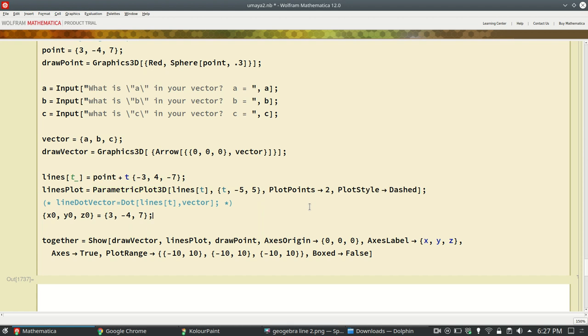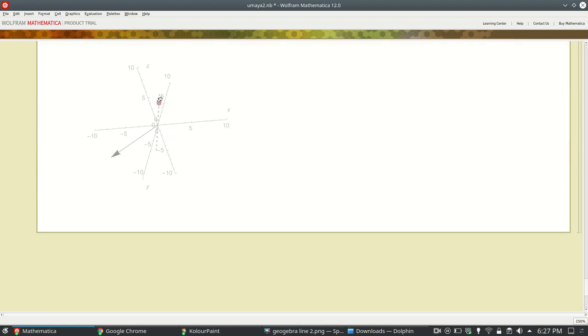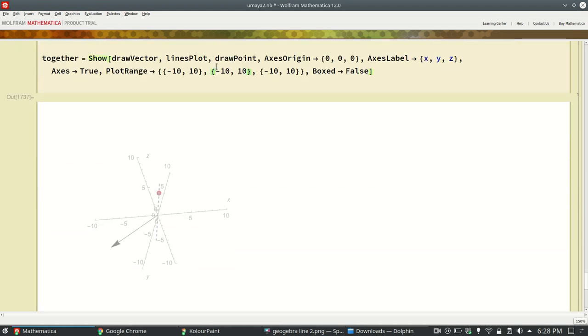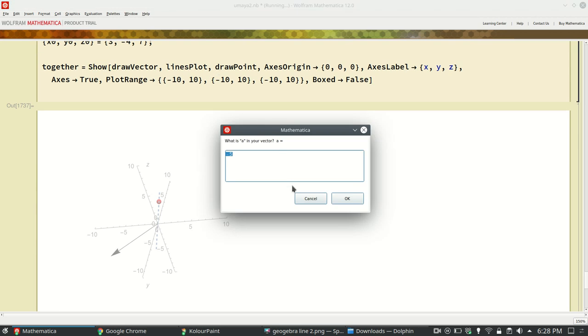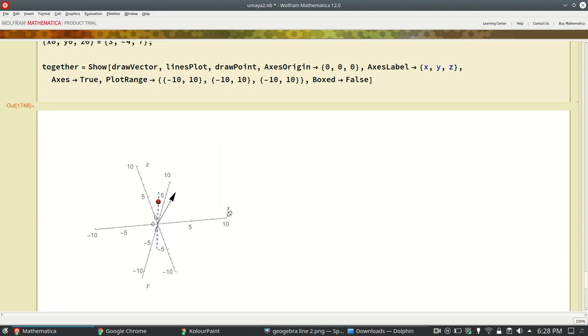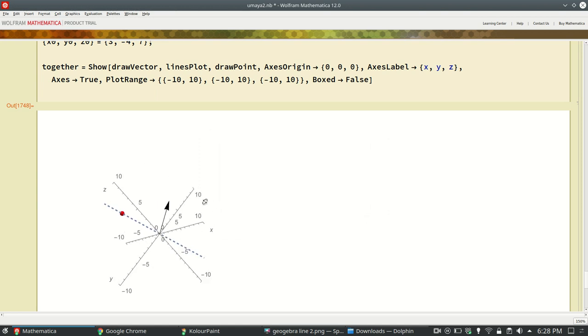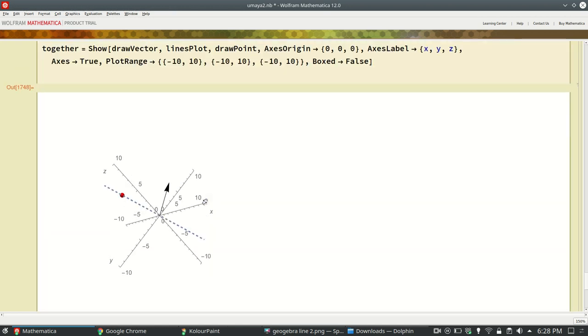All right, so here it is. It's dashed. Why is it washed out? Let's see. Oh yes. So let me do 3, 3, 3, and there it is. It's a dashed line. Okay. So that is how you do that problem.